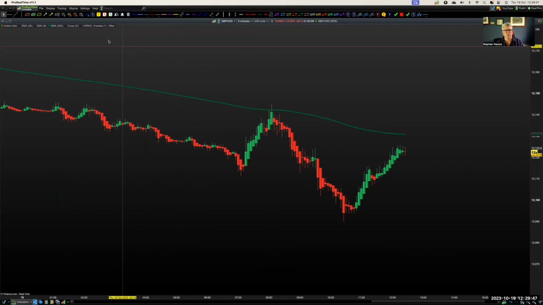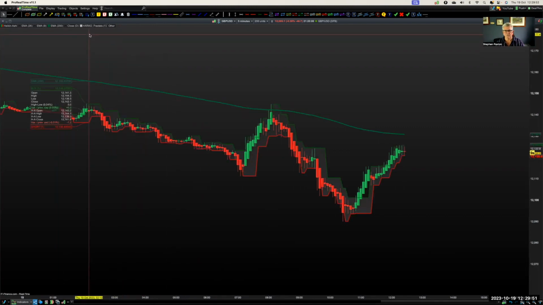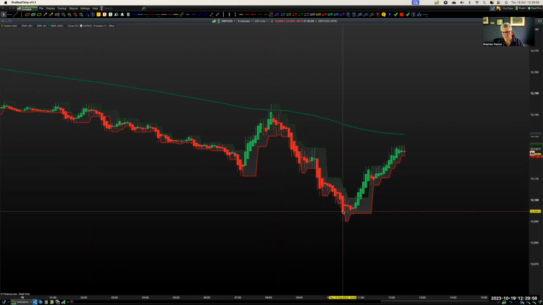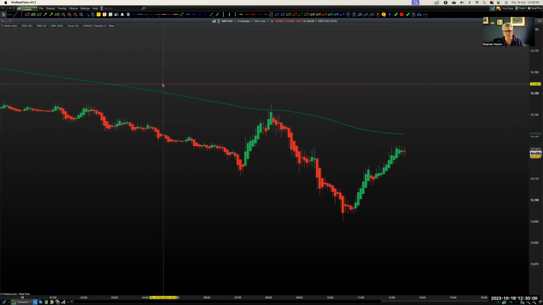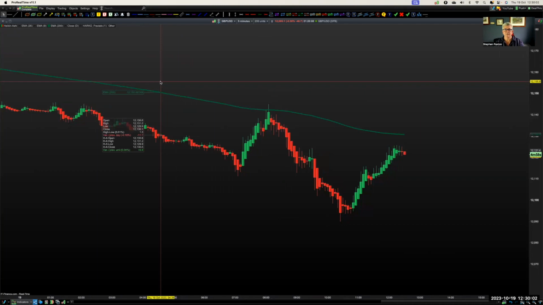If you want to do a quick overlay on how to find out where the breaks are, put a little fractal in there, and every time the market breaks the red line, we go short, we go short. Very good way of trading. However, the 200 EMA is your friend as a day trader.